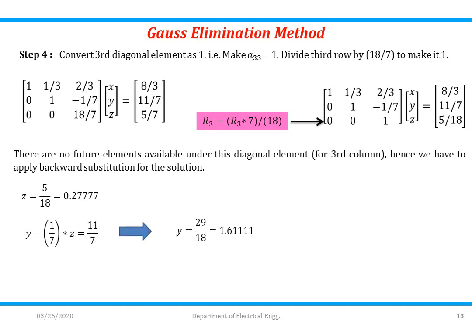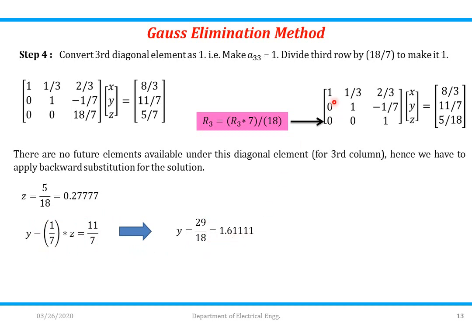Now what you have to do? Just substitute the value of z here. What is the value of z? 5 by 18. So substitute here 5 by 18. So this is your 11 by 7. If you transfer this term towards the right side, you will get the value for y. So y will be equal to 29 by 18, equal to 1.6111.